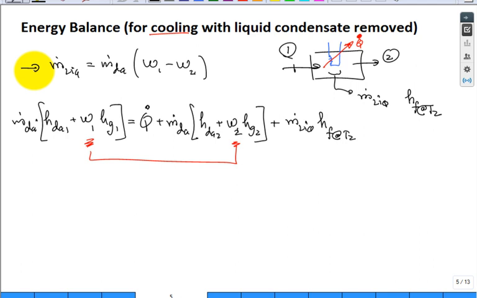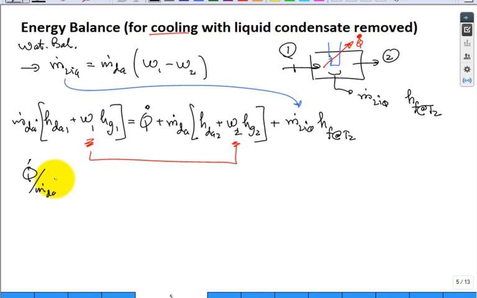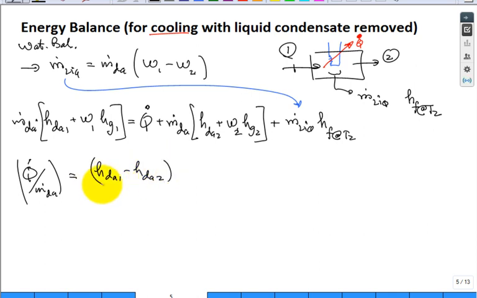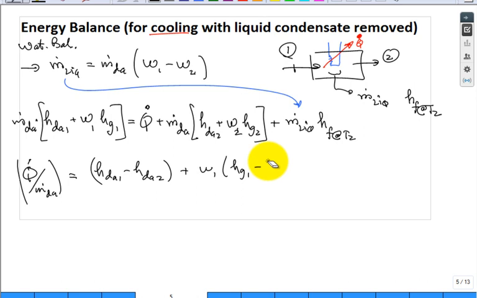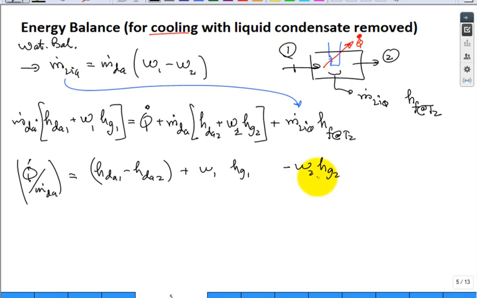Where did this equation come from? This is a water balance equation. What we're going to substitute right there, aren't we? All right. So let's continue to do this. Let me do it like this. I'm going to put Q dot divided by the mass flow rate of the dry air is equal to enthalpy of dry air inlet minus enthalpy of dry air exit plus omega 1 times the Hg inlet minus omega 2 Hg outlet.